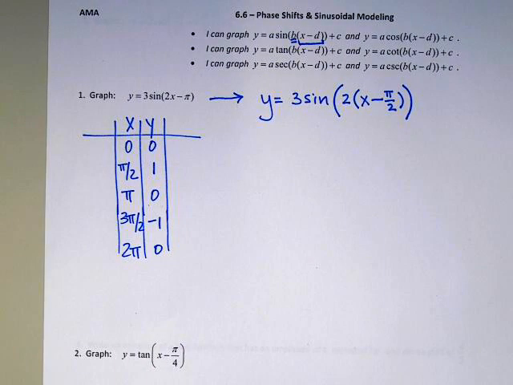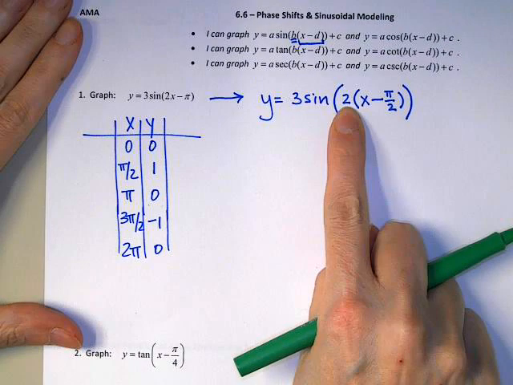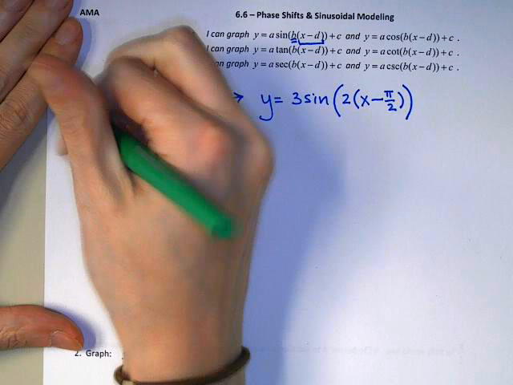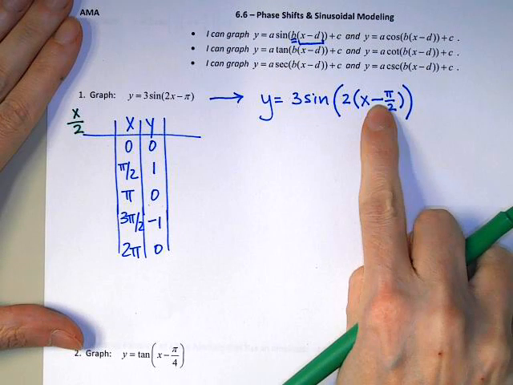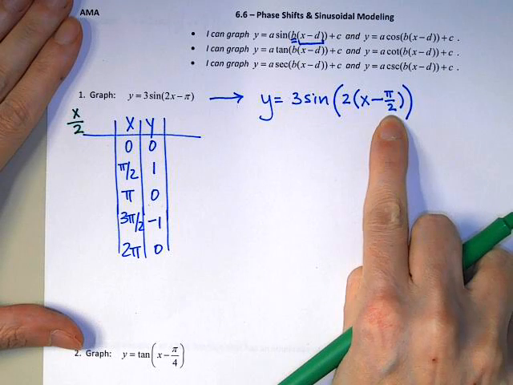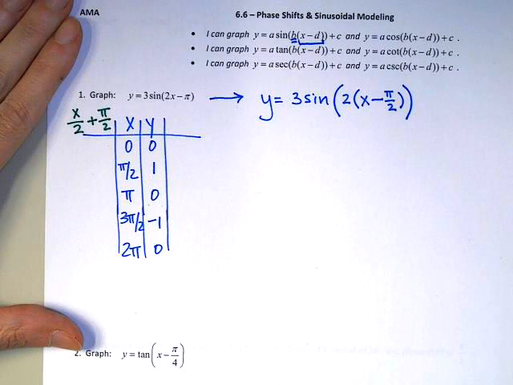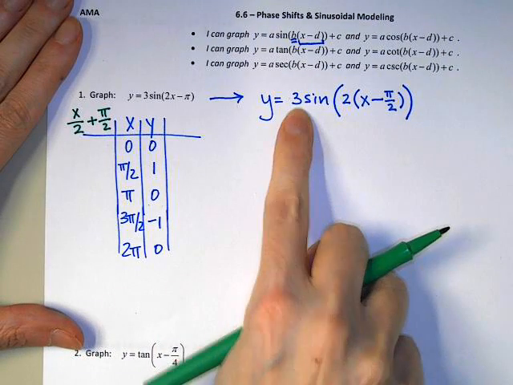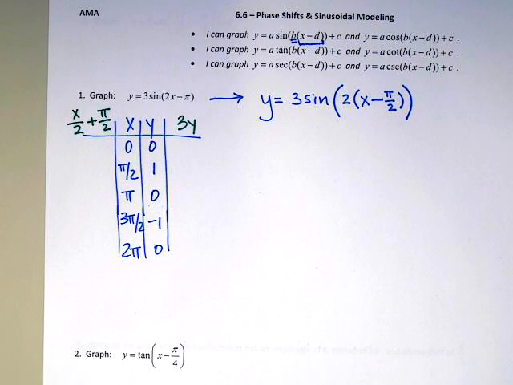Okay, now here's the hard part. What's happening to all of the x's? Well, you're multiplying by 2, so the opposite of that is we need to divide by 2. But then we're also shifting it right pi over 2. So plus pi over 2. And then what are we doing to all the y's? Just a simple multiply by 3. So 3y.